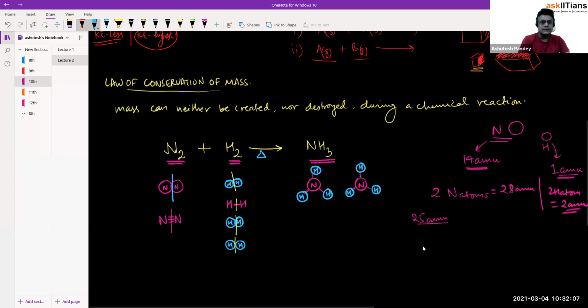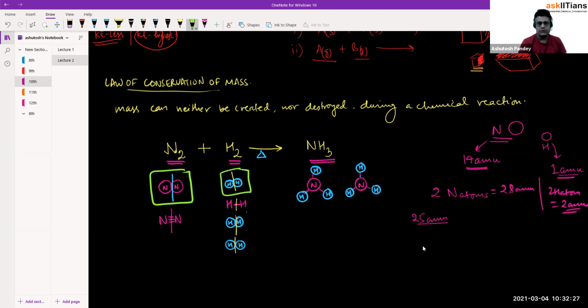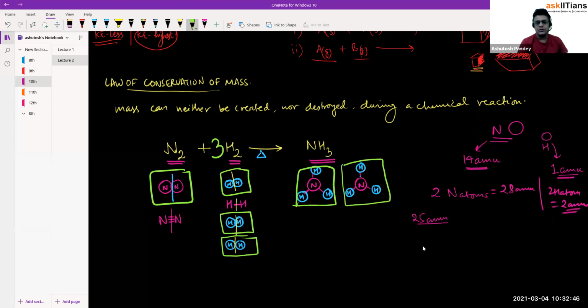Now let's see how many molecules of N2 are taking part in the reaction. Only one. Only one molecule of N2 is taking part in the chemical reaction, while in H2 this is one molecule of H2, this is another molecule of H2, and this is the third molecule of H2. So we can write one N2 is reacting with three H2 molecules to form how many NH3s? This is one NH3 and this is another NH3, so we can write two NH3.